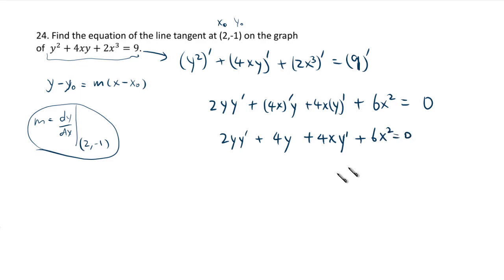Okay, and then because I need to find out what y prime is, I have to identify the ones that have y primes in there. And the ones that do not have y prime should go to the other side. So I'm separating the two. And you don't have to do this, but I see that 2, 4, 4, 6, they're all divisible by 2. So let's just divide by 2.